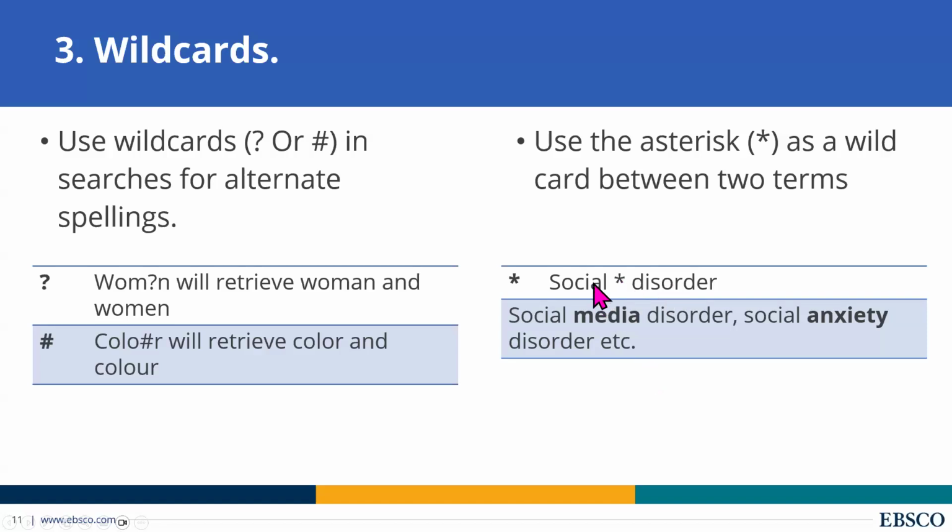So in this case, I've got social asterisk disorder. What the system will do is find that missing word between social and disorder. So it can help you to uncover different keywords that you might not have thought about before. In this case, I've got social media disorder, I've got social anxiety disorder, and so on. So wildcard again provides that link between two other words.